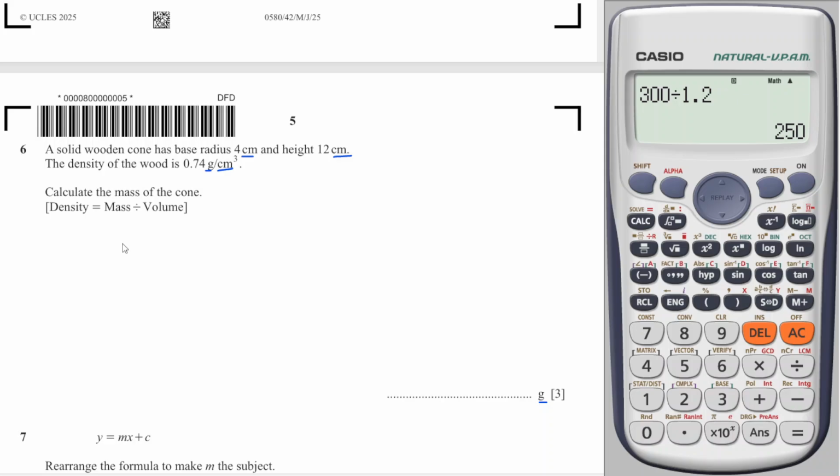Now, what we need to calculate is the mass value. We can calculate the mass with the help of density times volume, because here the volume is in division, so when it goes to the other side, it is multiplication. Before that we want the volume value. The volume of a cone is equal to 1 by 3 pi r square h.